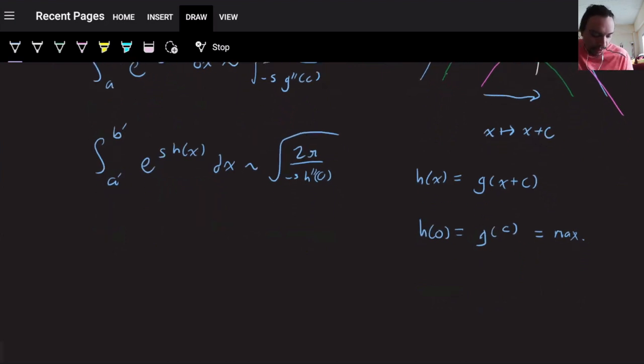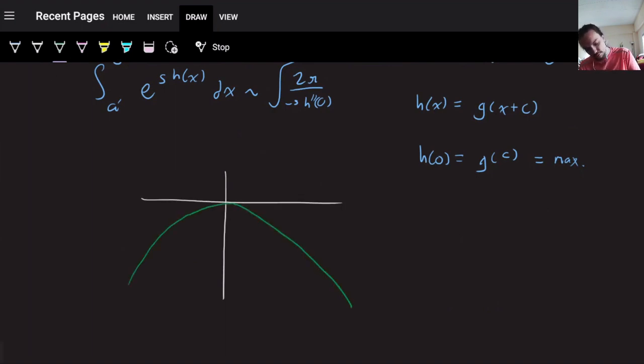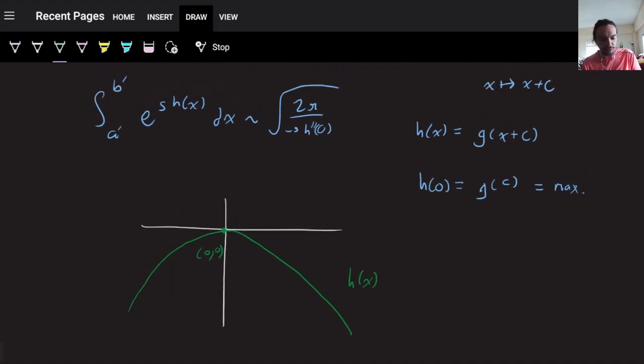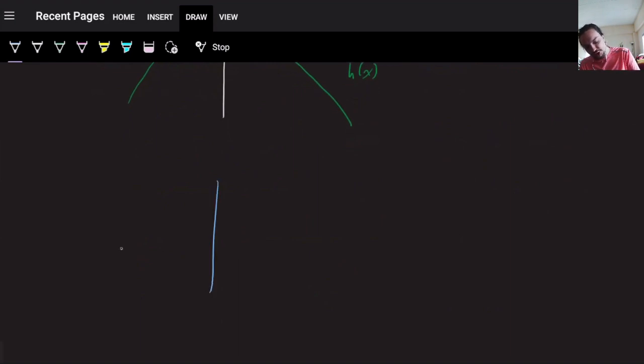The point is that I've basically reduced our formula to understanding a function h, which has a global max at 0, 0. Okay? Why is this a useful way to reduce the formula? Well, if you take e to such a function, what do you get?